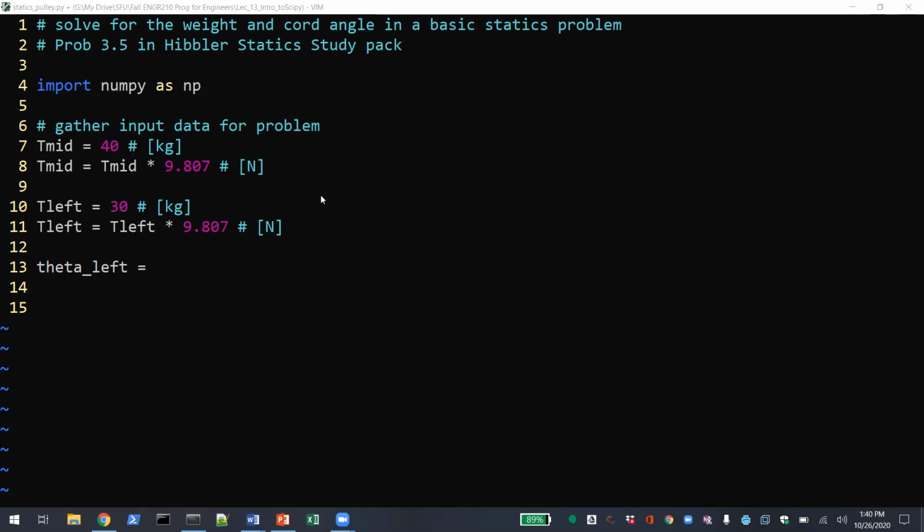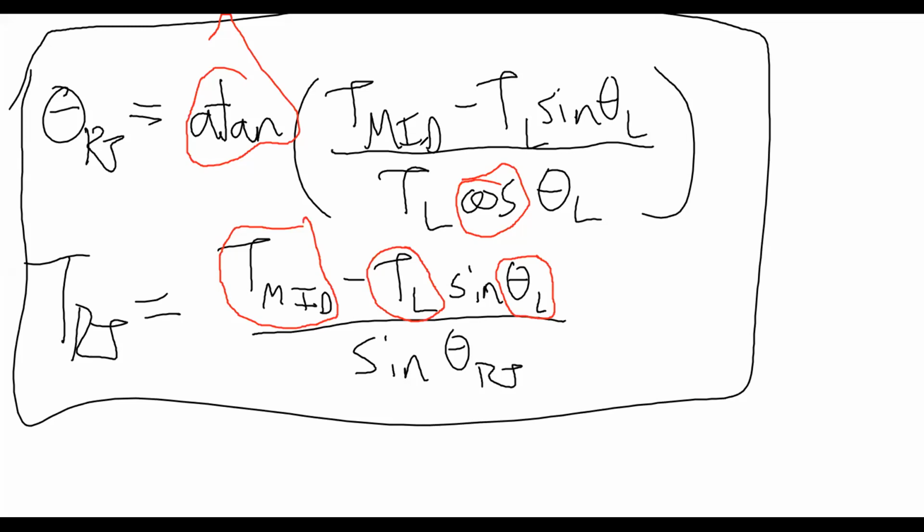Also true. But the important question for our code here is, if these are the equations that we're throwing in, what did we define theta L to be? Did you pick 30 degrees measured from the vertical, or 60 degrees measured from the horizontal? If memory serves, this guy was derived.